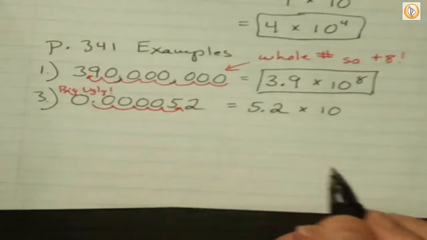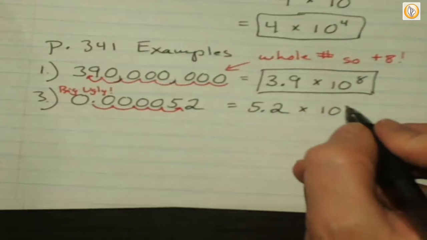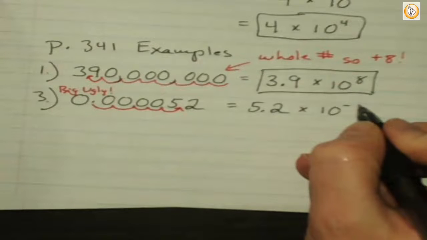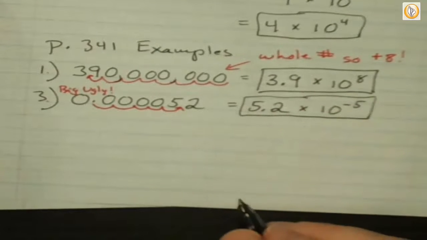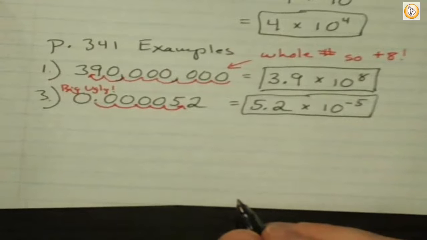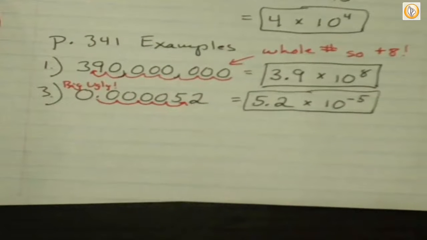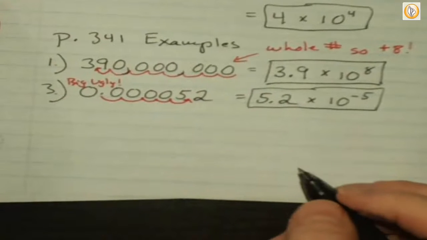Now, if it's big ugly, what does my exponent look like? Negative what? Mm-hmm. There's your answer. I'm glad we don't have to put it over 1 at all. Any questions? Moved it 5 times. It's big ugly, so it's negative 5.